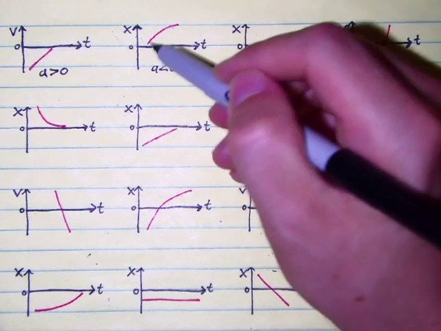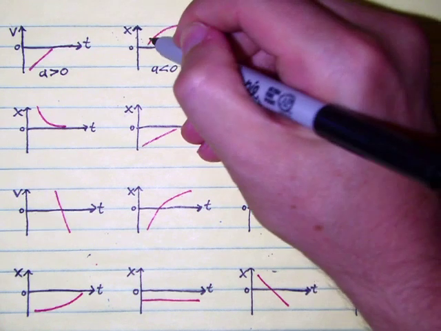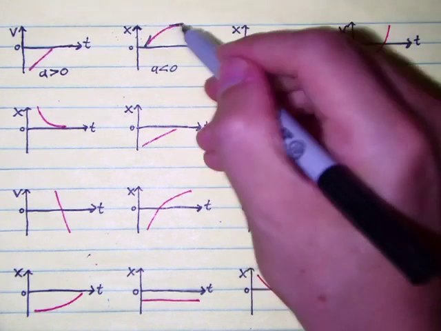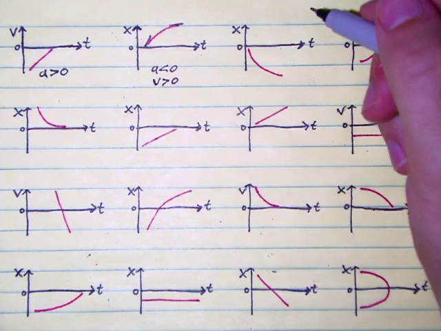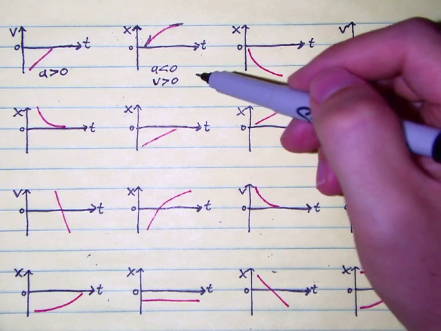The velocity, however, well, this object is moving in the positive x direction the whole time. If we draw in tangent lines anywhere, we see that they have positive slope. So that tells us that the velocity is positive from the tangent lines, and the shape of the curve tells us the acceleration is negative.